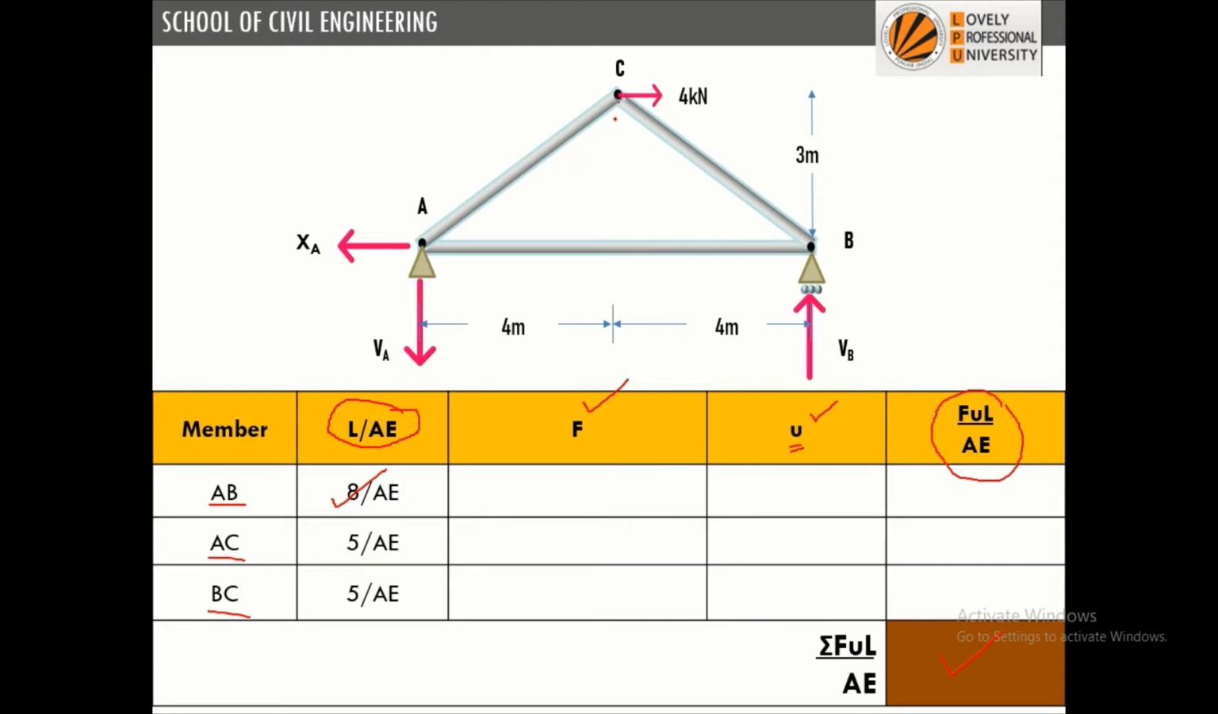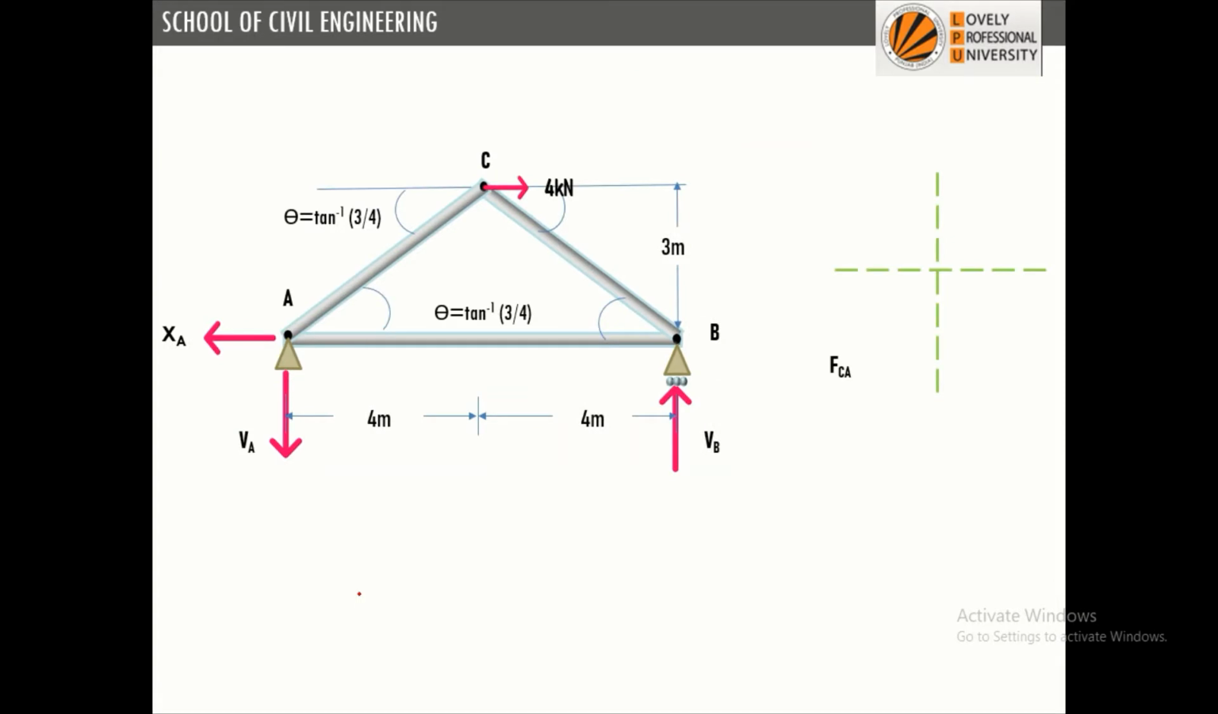Now we want to find the length of member AC. So we construct a triangle like this. This length is 4, this height is 3, so the hypotenuse will be 5. Similarly by symmetry, this length is 4, this height is 3, so the hypotenuse will be 5. So we can write that AC and BC are 5 upon AE. Now we calculate the forces in all the members.